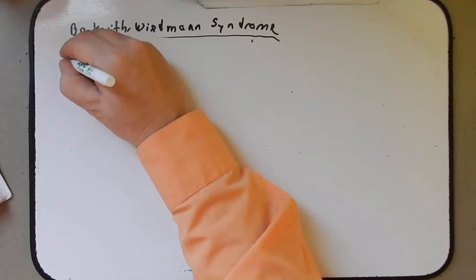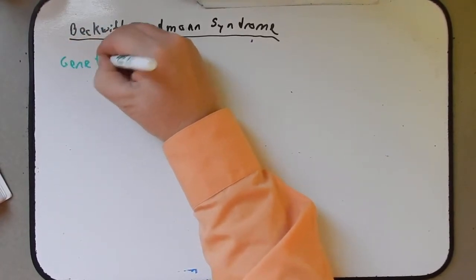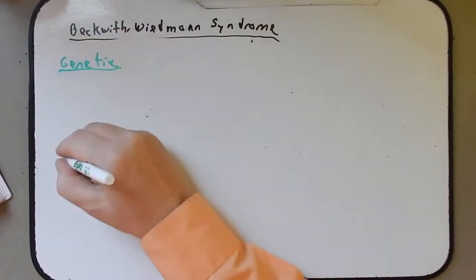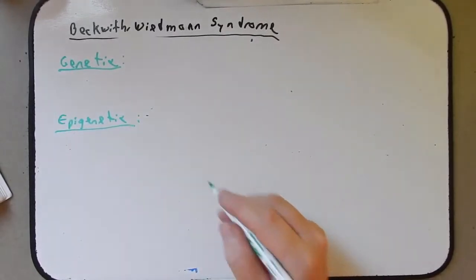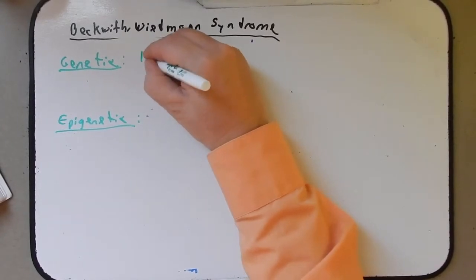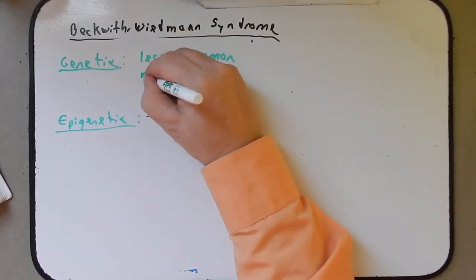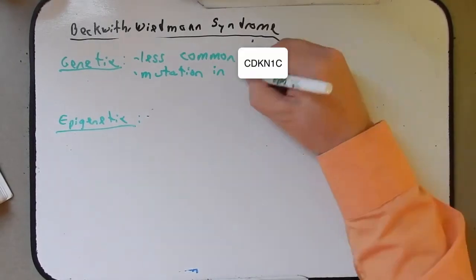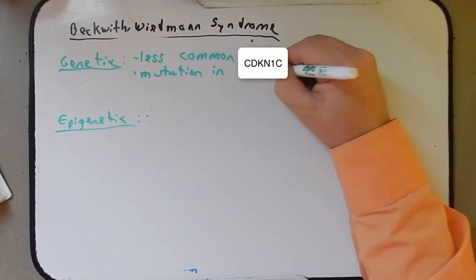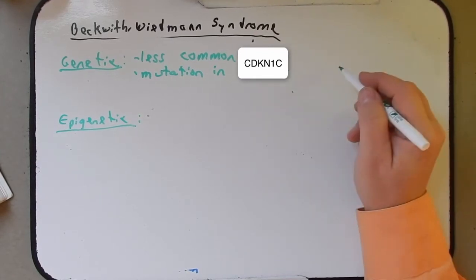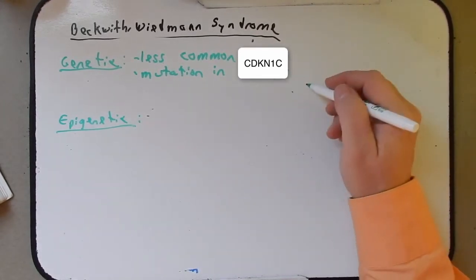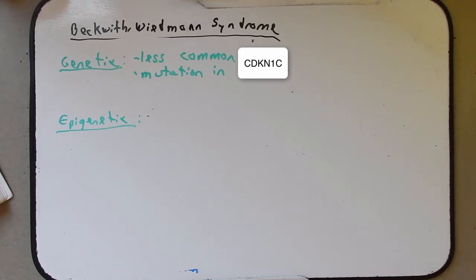So this syndrome can be explained by a genetic cause and an epigenetic cause. The genetic cause is less common, and it's usually linked to a mutation in a gene called CDKN1C. This gene codes for a protein that regulates growth. And when it's mutated, it doesn't regulate that growth anymore, and so growth continues without any restraint.